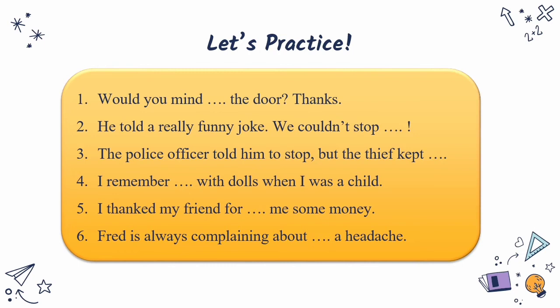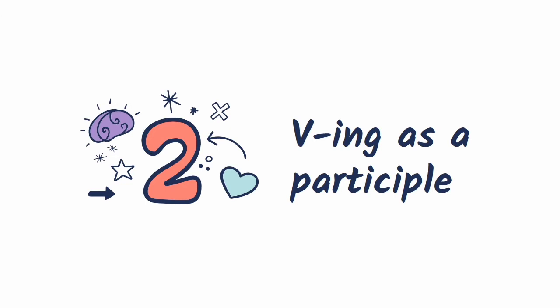So I hope you already finished answering these questions. Your answer for number 1 should be opening or closing. Number 2 should be laughing. Number 3 should be running. Number 4 is playing. Number 5 is lending. And the answer for number 6 is having. Okay, we continue to the next lesson.